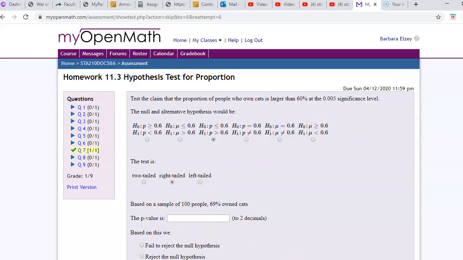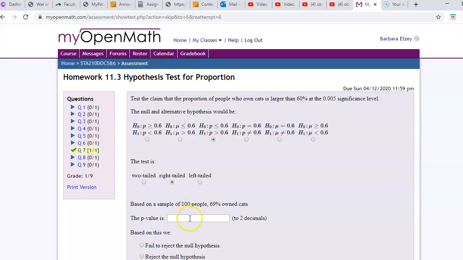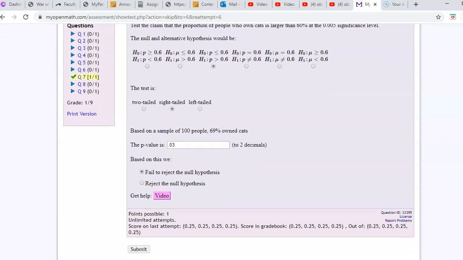Now, let me put that p-value in here where it's calling for it, 0.0331. And it says to 2 decimal places, so that's 0.03. And we failed to reject the null hypothesis. And that does it for us.